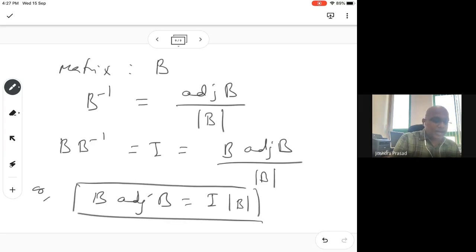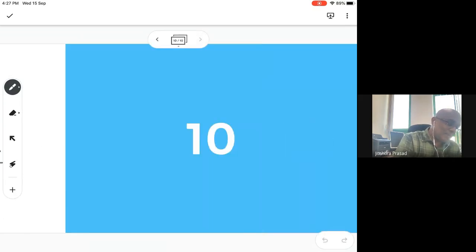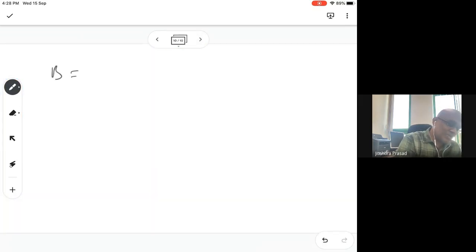Now the same thing we can use here. Our matrix we can take B equal to 2K minus J lambda, minus K, minus K, and 2K minus 2J lambda. You have it like this.